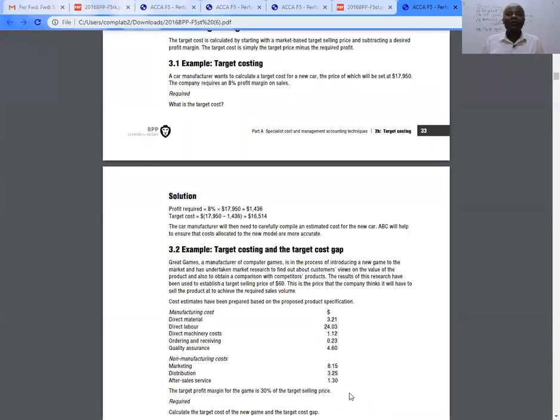Like now, advanced MA, is it possible to get an exam over advanced MA where you do not have variances? No, variances have to be there.